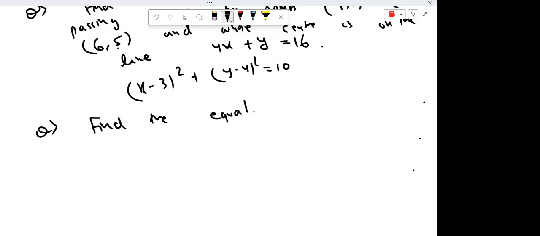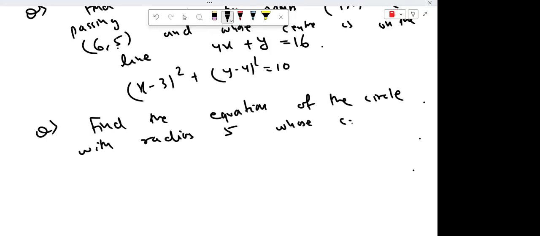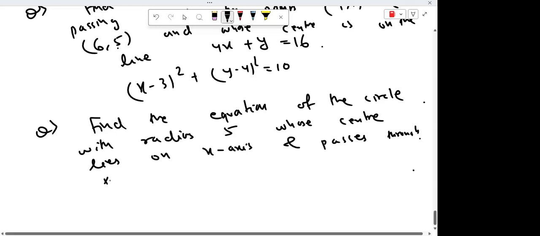Find the equation of the circle with radius 5 whose center lies on the x-axis and passes through the point (2, 3).